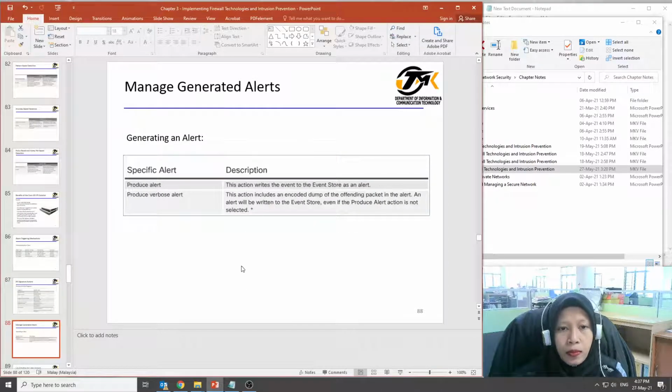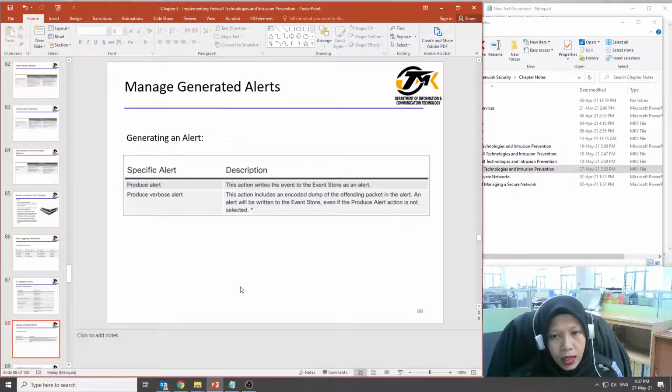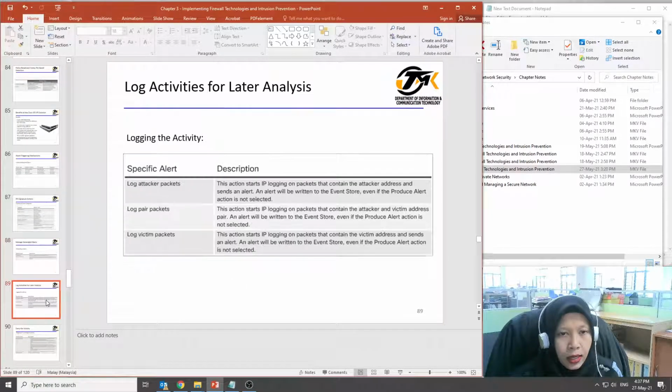Now this is how generated alerts are managed. For this kind, we have produce alert and verbose alert. So this one is written in the event store. This one we will see when we do the IPS.